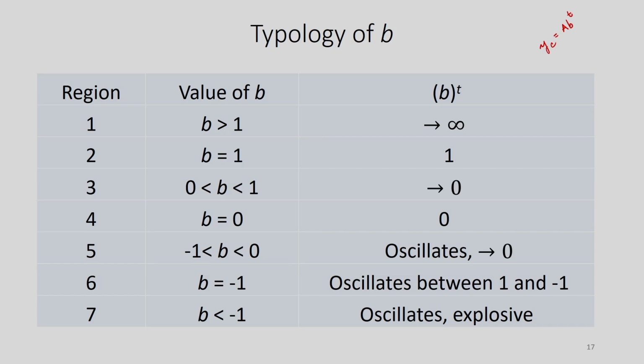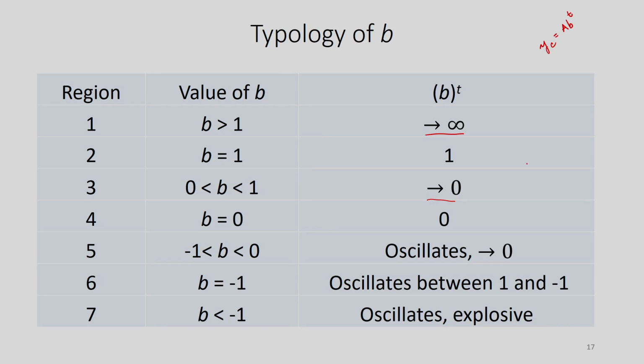Now, if b is greater than 1, then as t goes to infinity, this y c goes to infinity as well, right. This is the first case. Suppose b is equal to 1, then b to the power t remains constant at 1, right. So, in this case it does not go to 0, that is what we wanted. Thirdly, suppose b is lying between 0 and 1, right. In that case, as t goes to infinity, what happens to b to the power t? In this case, actually it goes to 0, right.